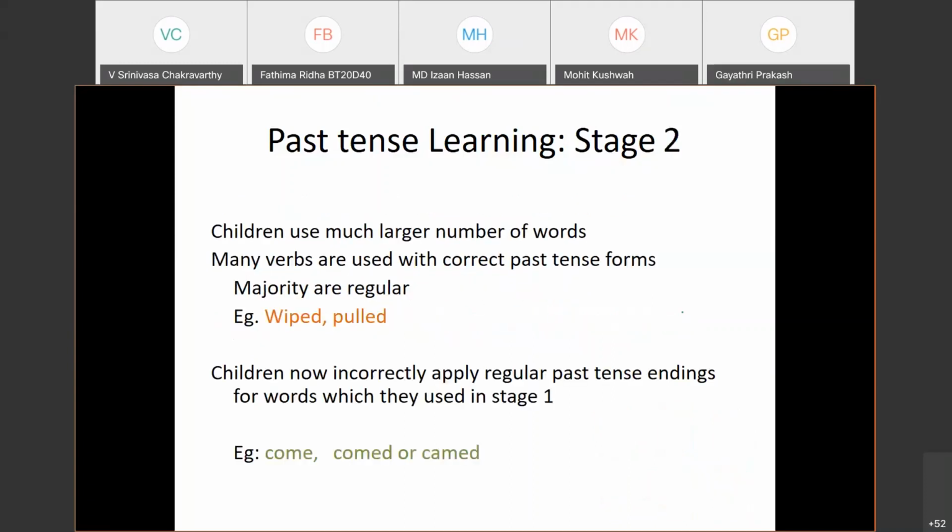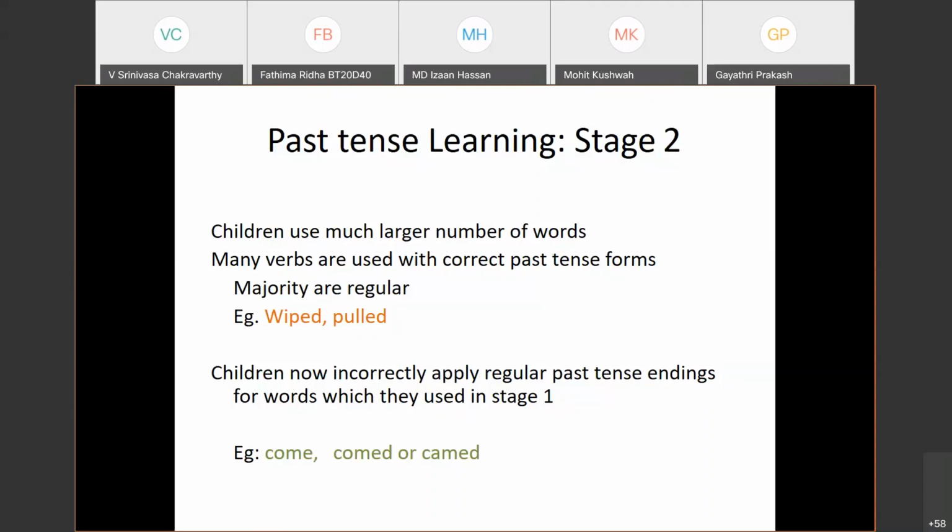But in stage two, children are exposed to a much wider variety of verbs, a larger stock of vocabulary. And most of these verbs are regular, like wipe and wiped, pull and pulled, and so on. Now something interesting happens. When children get to the second stage, they start messing up the past tense of their first stage verbs. Because most first stage verbs are irregular, like come and give, and they have their own characteristic, unique ending, not d or ed.